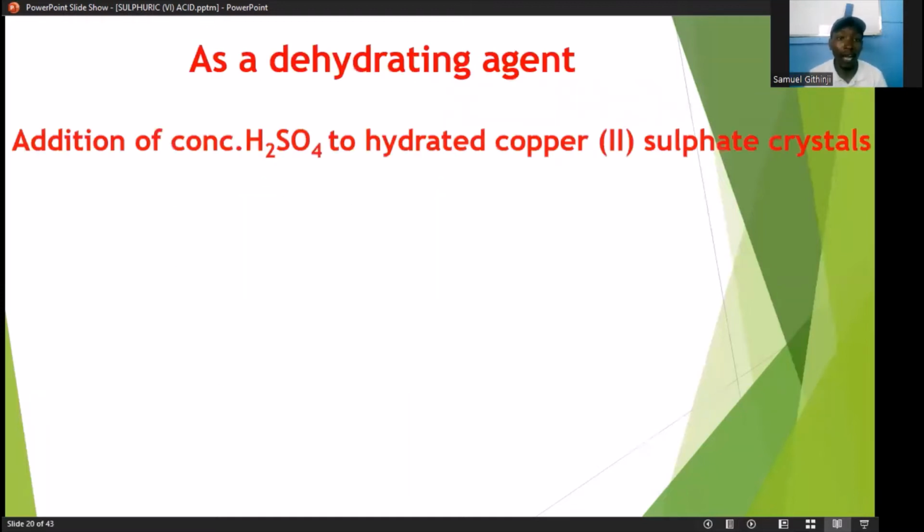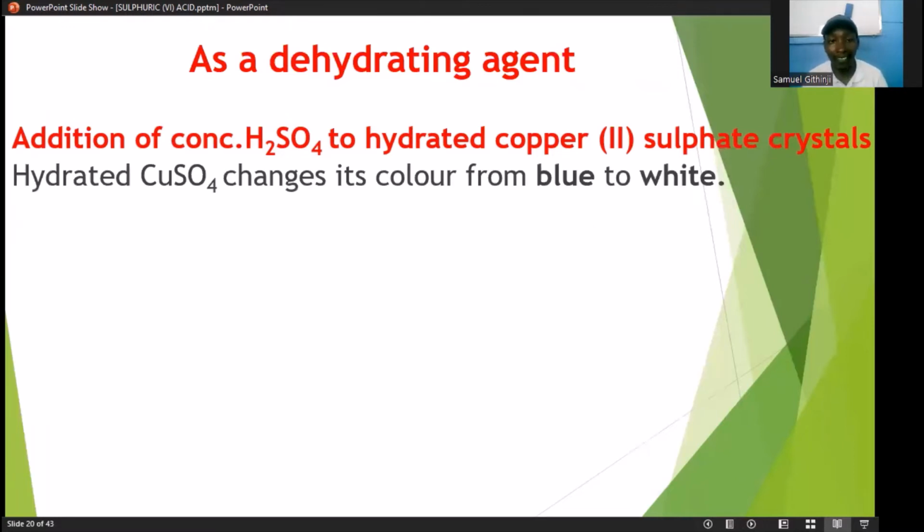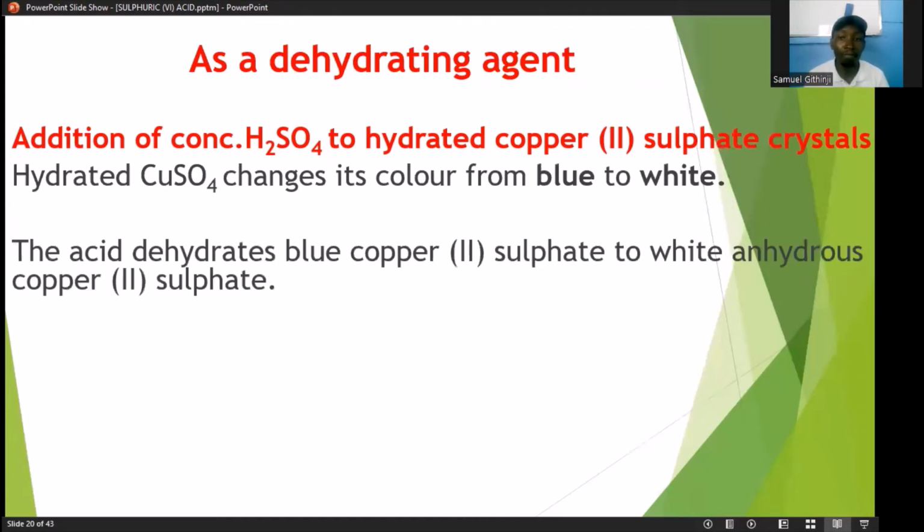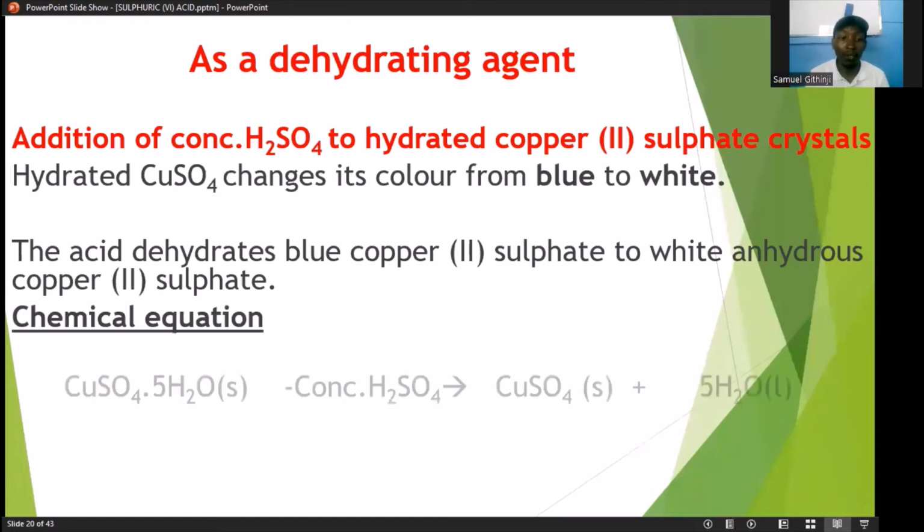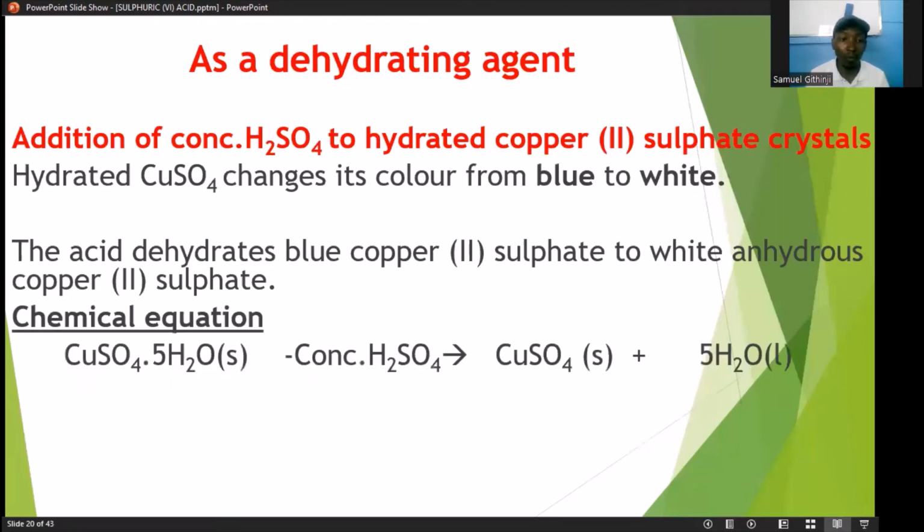Going on, again as a dehydrating agent, if we add concentrated sulfuric acid into hydrated copper 2 sulfate, that is blue in color, it will change the color from blue to white. It will go white. Let me explain what exactly is happening. The concentrated sulfuric acid removes the water of crystallization from the hydrated copper 2 sulfate, and then it becomes anhydrous copper 2 sulfate, that is white. The chemical equation you can see there.